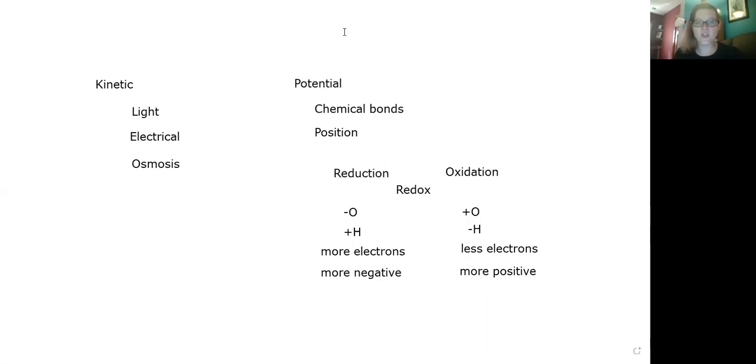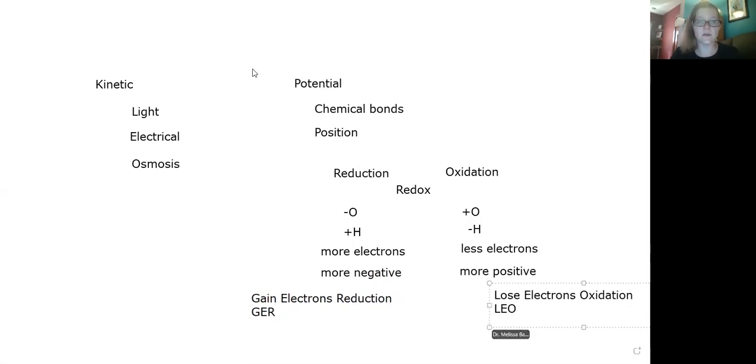How do you keep track of which one is which? I have a neat trick for that. On the oxidation side, it is less electrons. We often say you lose electrons. So if you have lose electrons for oxidation, what you have is Leo. Now on this side, you actually pick up electrons. You have more of them, so you gain electrons. And this is reduction, which is grr.